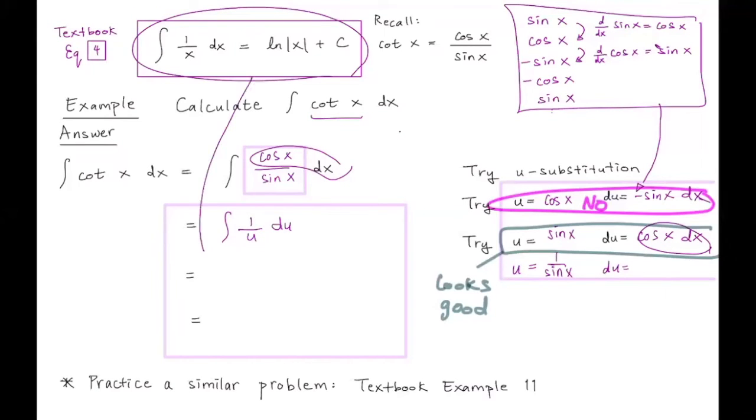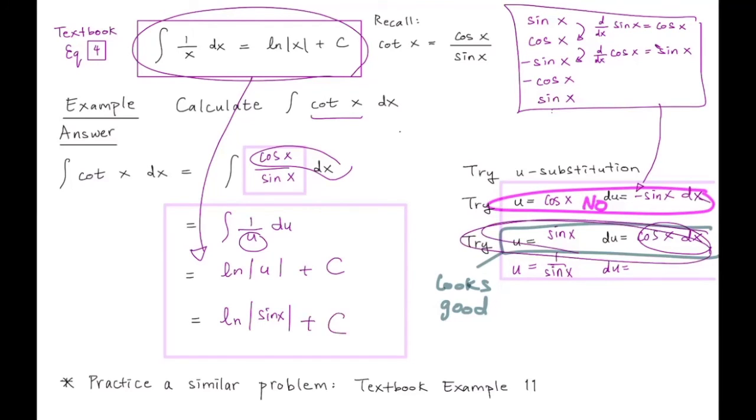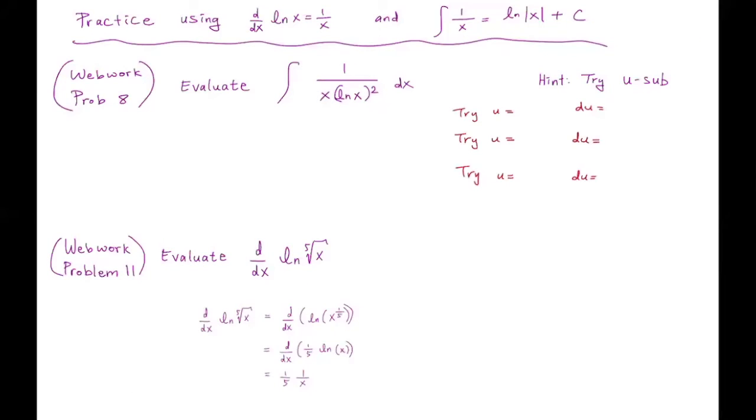So from this equation, I have that this integral is the natural log of the absolute value of u plus a constant. Now I need to replace u with sine of x, because this is the substitution we were using, plus a constant. Now let's practice using these two equations to solve different problems.